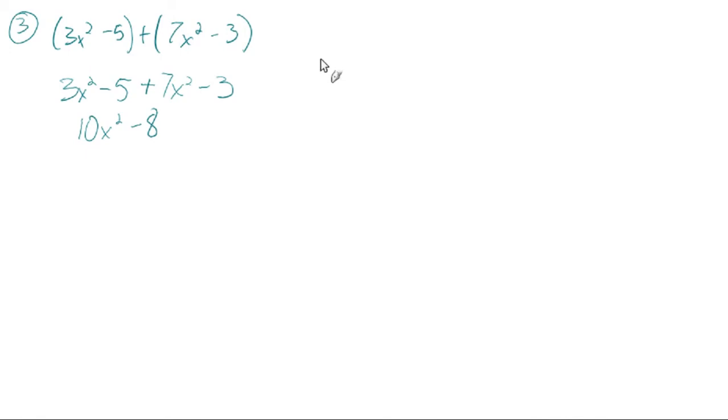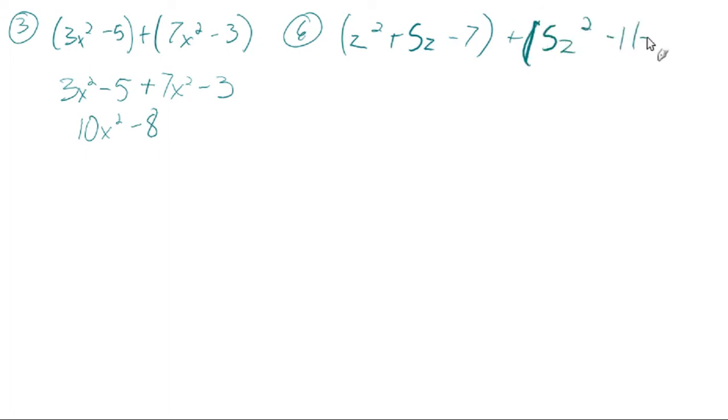And let's go to number 6. It's z squared plus 5z minus 7 plus 5z squared minus 11z minus 6. Okay, so again, parentheses, not really that important. So we're just going to pretend like they're not even there, and we're going to collect like terms.